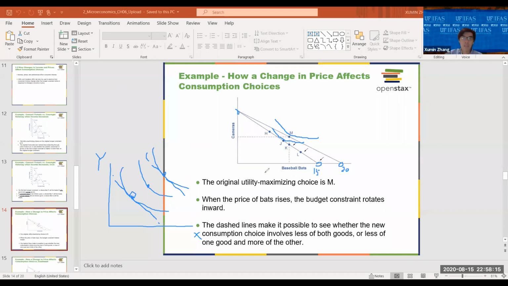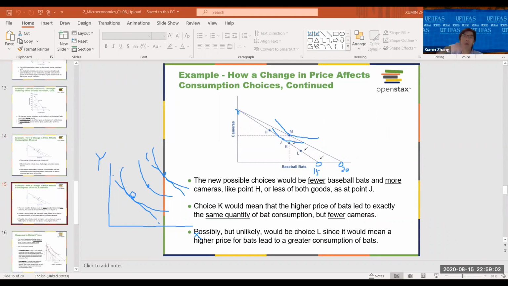Why? Because although we are talking about the price effects, usually the price effects include the income effects and the substitution effects. Keep it simple: the baseball bats' price increase also means that our income is somehow equivalent to an income decrease, because we can buy fewer baseball bats. I will discuss that a little further later. A possible choice would be fewer baseball bats and more cameras. So this is on the point's edge, right?